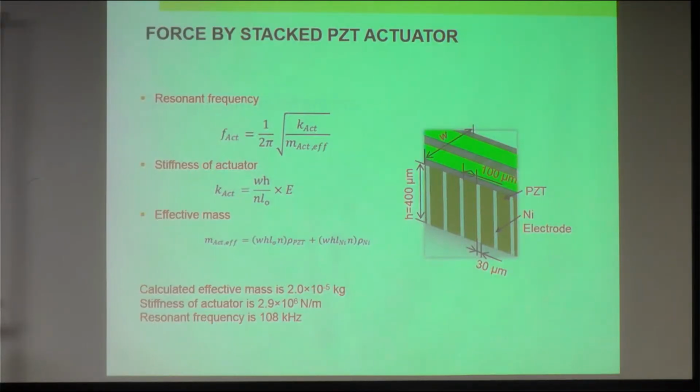Then we can calculate the resonant frequency of the system using this equation. And we know that it involves the material mass as well. And we can calculate the stiffness of the actuator, and also the effective mass of the actuator. So the calculation with this information, we obtain that the effective mass is 2, and the stiffness of the actuator 2.9 times 10 to the power of 6 Newton per meter, and a resonant frequency of 108 kilohertz.